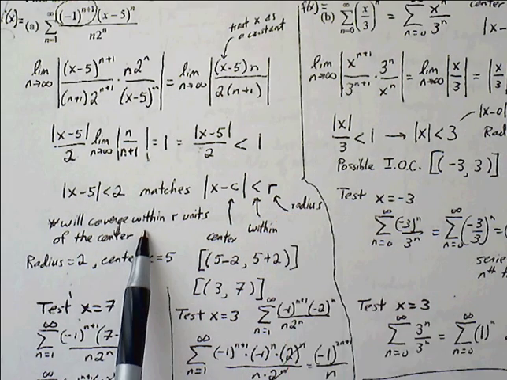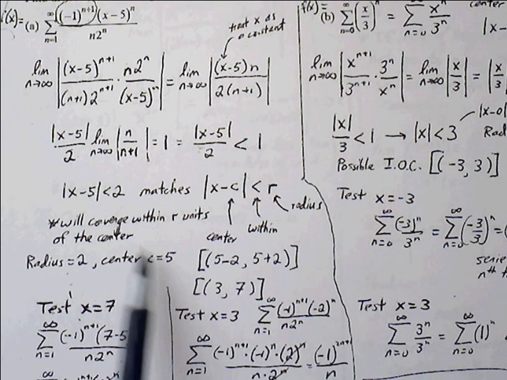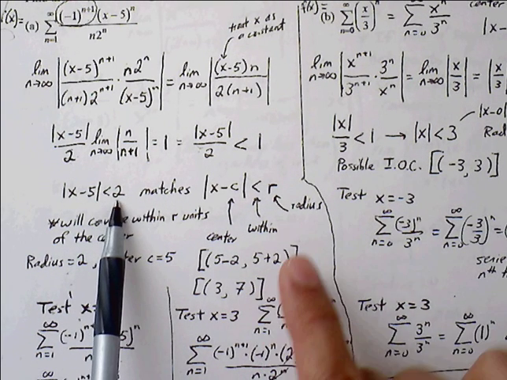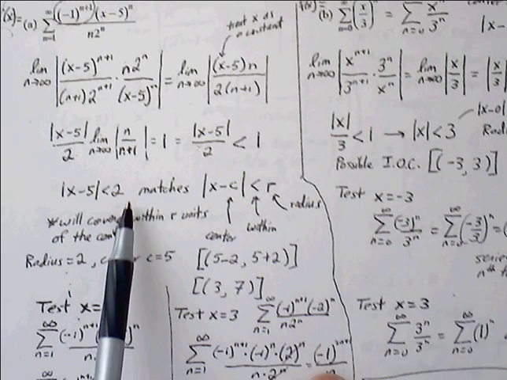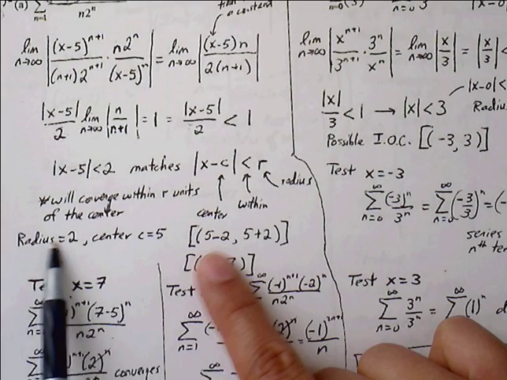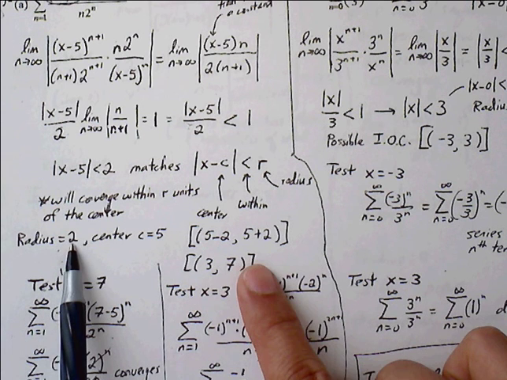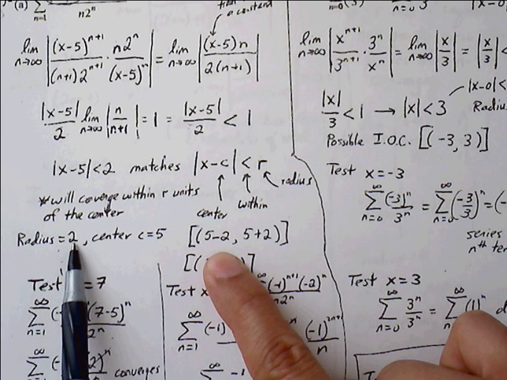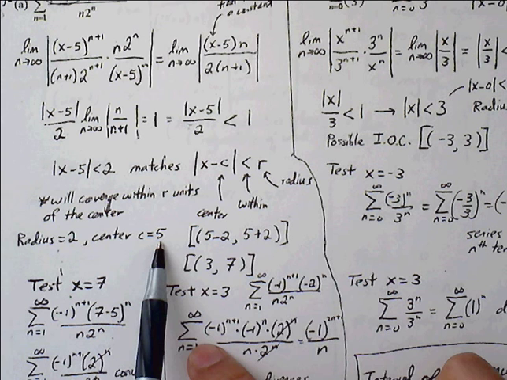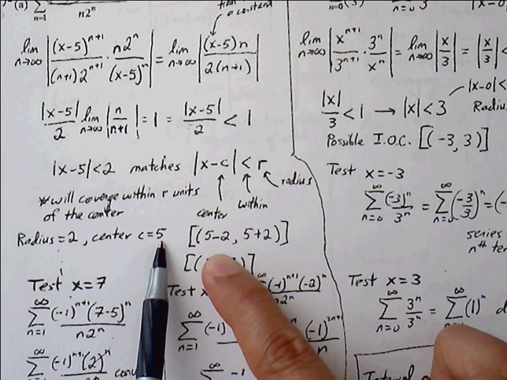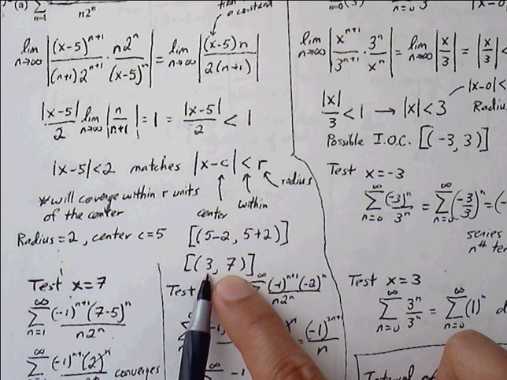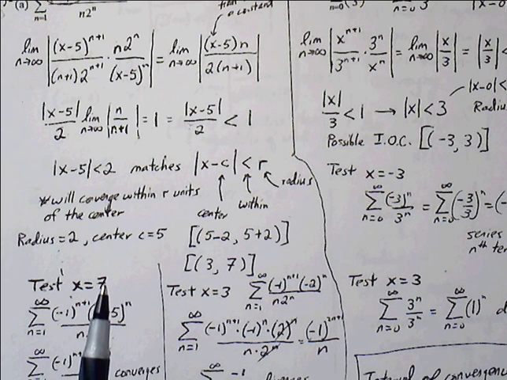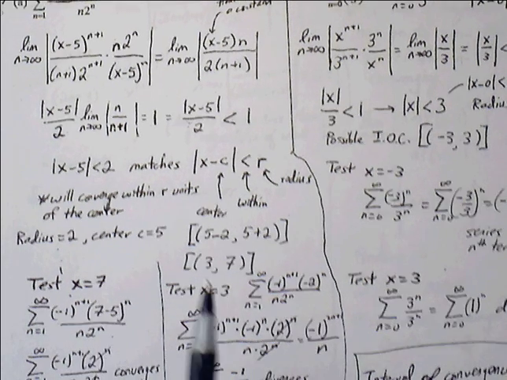So we know that our center is at 5, and then we can use the radius to help us determine where the lower and the upper bounds are for our interval of convergence. Radius is 2, center is 5. Sorry, from the center of 5, we're going to go to the left 2 units, and then from the center, we're going to go to the right 2 units. So that gives us a possible interval of convergence from 3 to 7.